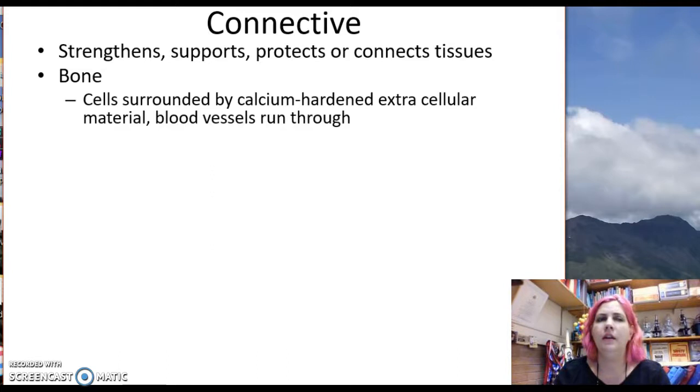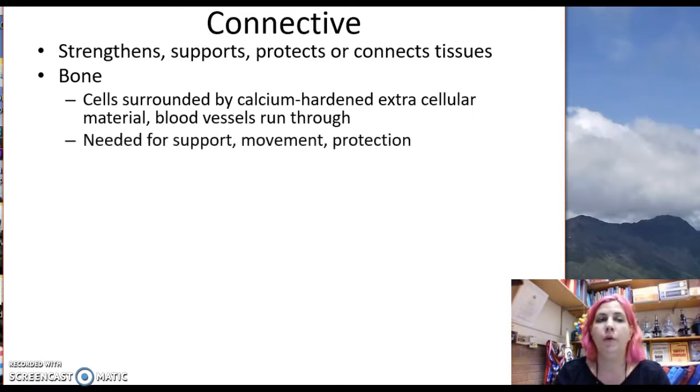A lot of times people think that bone is empty or hard or dense and doesn't contain any cells, but bone actually has living cells in it, surrounded by calcium extracellular material. But there are also blood vessels running through your bones to feed those cells that exist in bone.